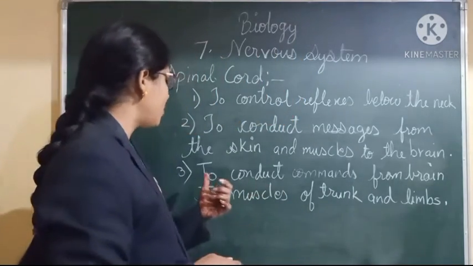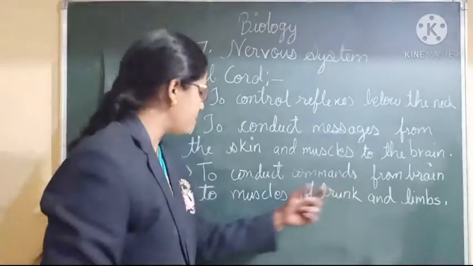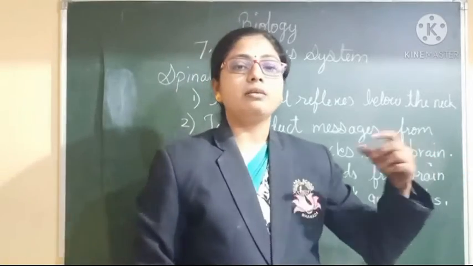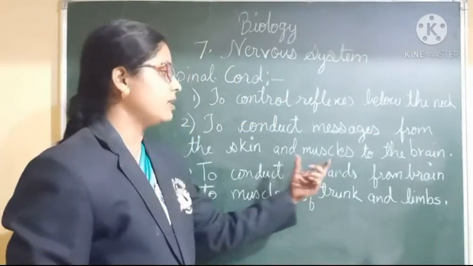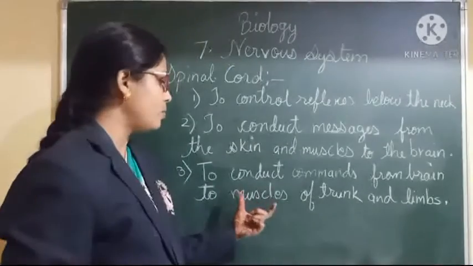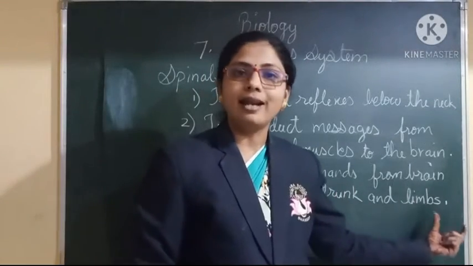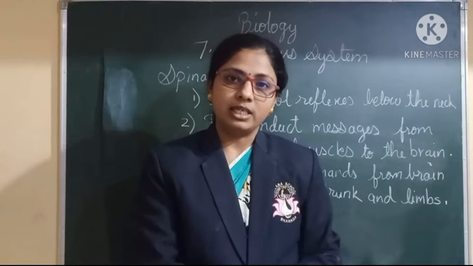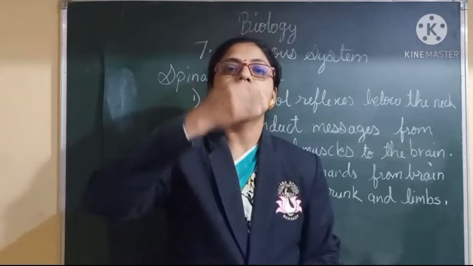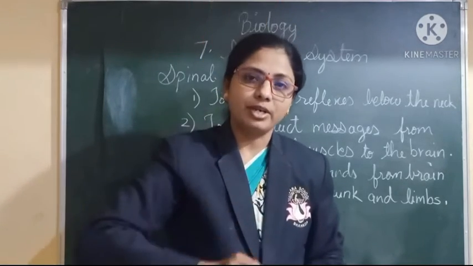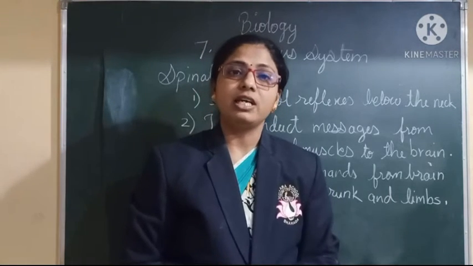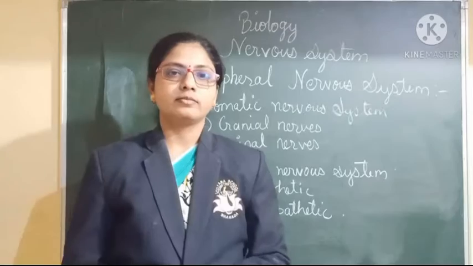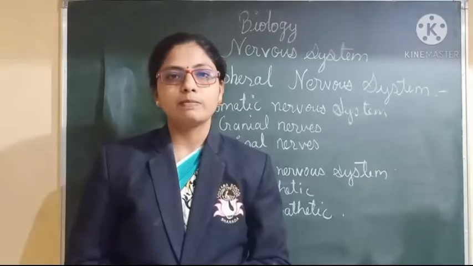Now, the third point, to conduct commands from the brain to the muscles of the trunk and limbs. Means whatever the command is given from the brain, it is provided to the muscles of the trunk and limbs. Then only the movement is there in the body. So the message is conducted from the body to the brain, and again from the brain to the body. With the help of that, the body can move and the functions of the body are easily done. So till here we have studied the spinal cord.